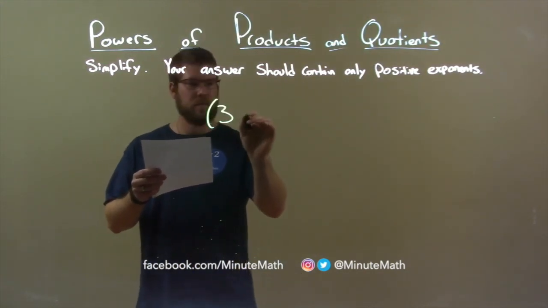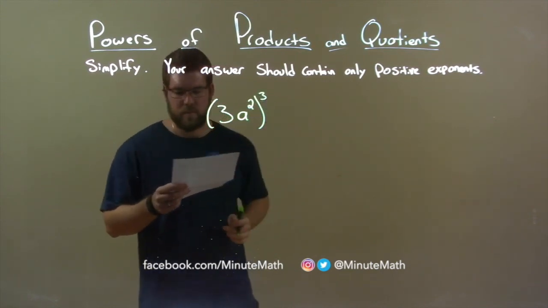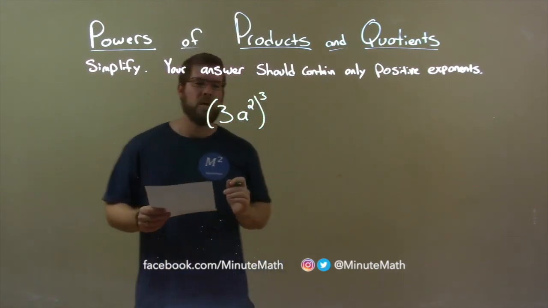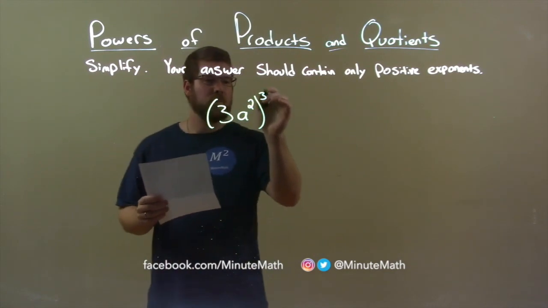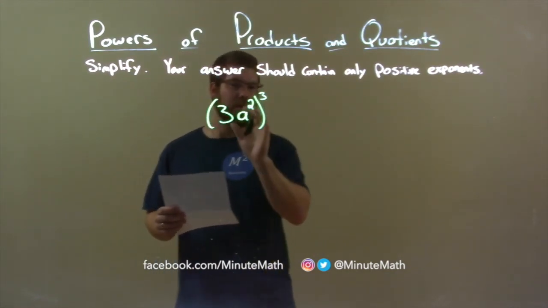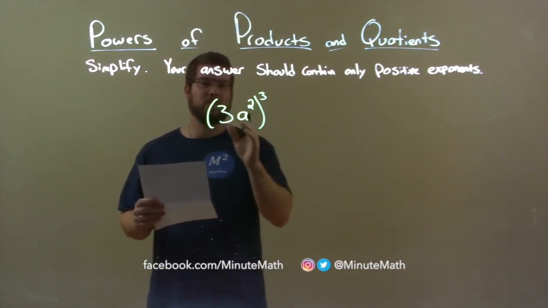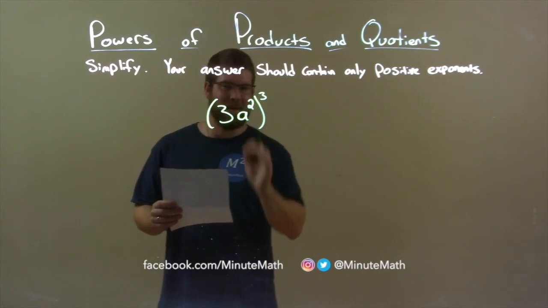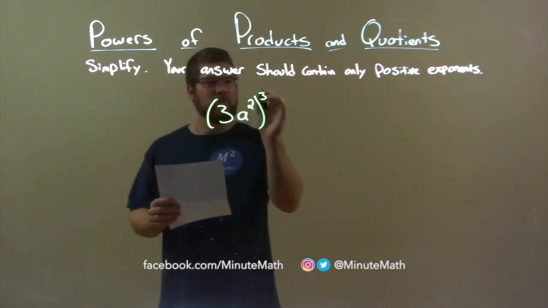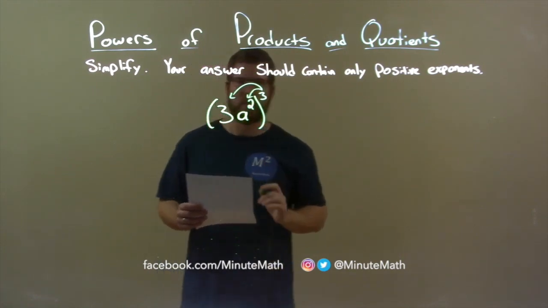3a squared, all to the third power. Okay. Well, when we take this third power over the whole parenthesis, it's like taking what's on the inside and multiplying it 3 times, okay? The same thing 3 times, not by 3. So when we distribute this third power, we distribute it to the exponents, okay?